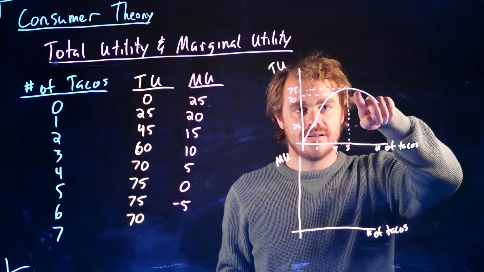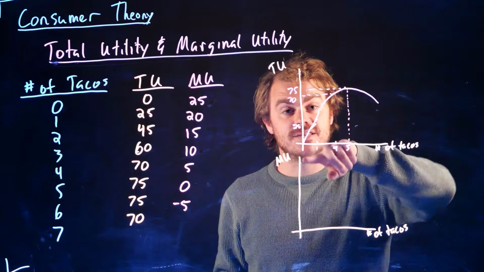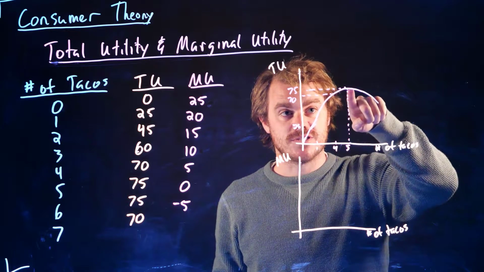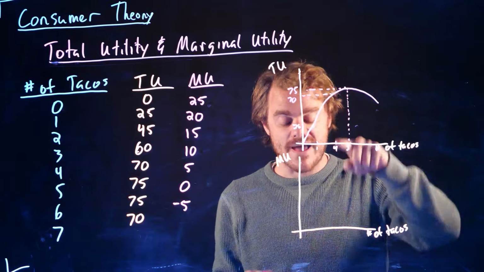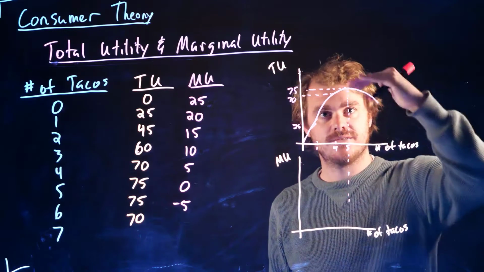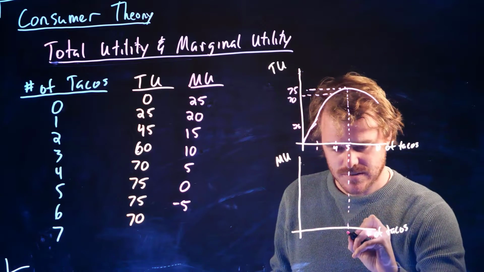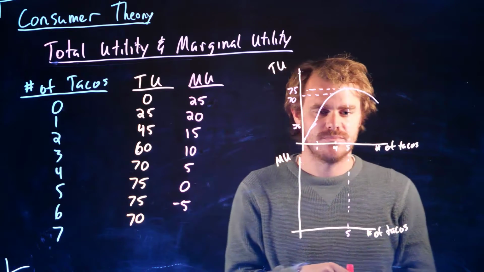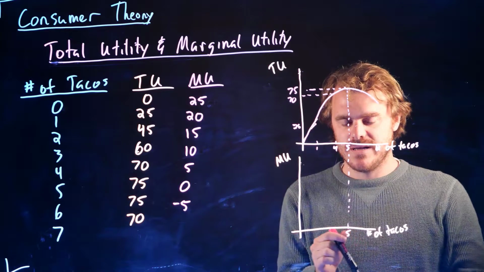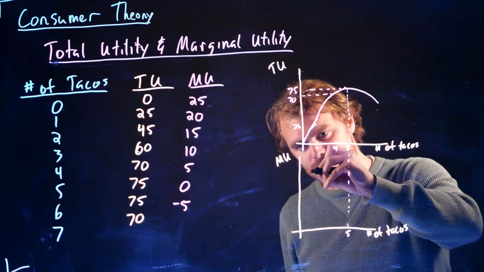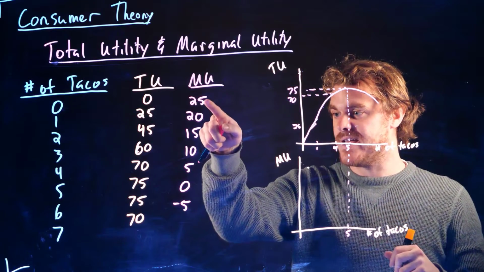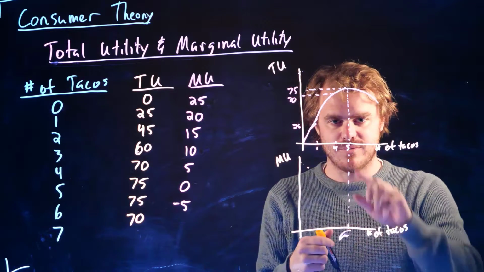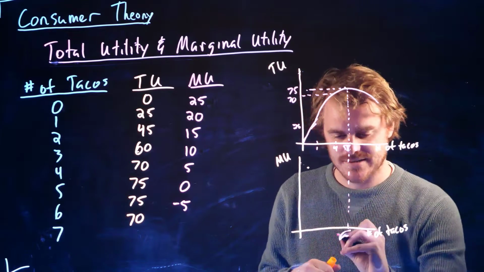Now, the marginal utility is the slope of this total utility. So the slope is going to be 0 at this point 5. We know that for sure, right? Because that's flat up here. Kind of between 5 and 6, to be a little bit more accurate. And we see that it's falling the whole time. So the marginal utility starts off really high, but it falls until it crosses 0 between 5 and 6.